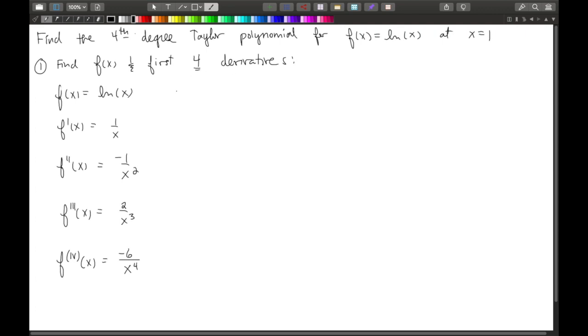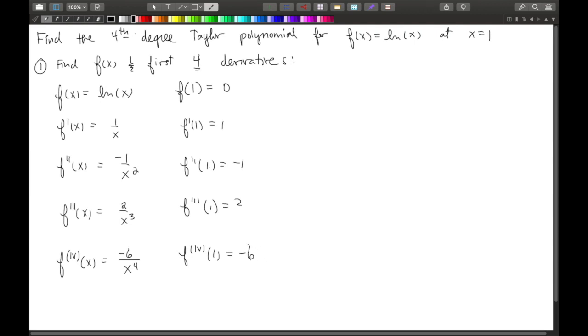Then you simply evaluate each of these functions at the given point, x equal to 1. So the first, ln of 1 is 0. F prime of 1 is 1, and each of the others are easy to compute. You just rip off the numerator. So each of our derivatives are 0, 1, negative 1, 2, and negative 6 at x equal to 1.